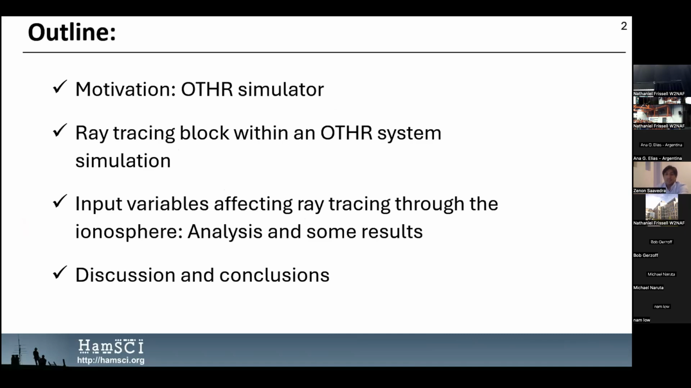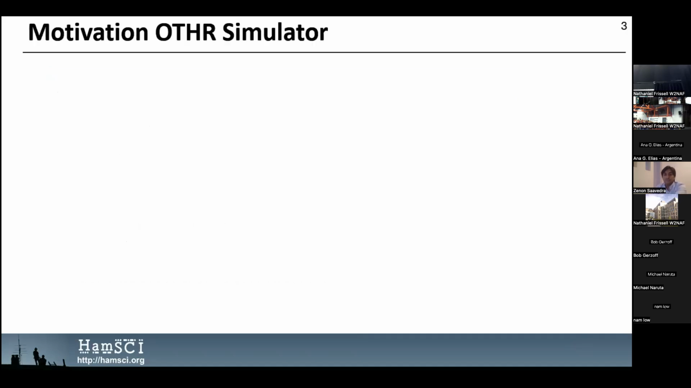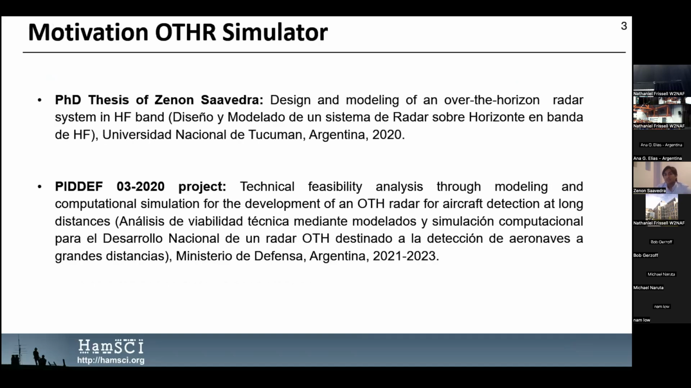Okay, this is the outline of my talk. I will begin with the motivation of this research, which is the development of the OTH radar simulator. The development of this kind of radar was the basis of my PhD thesis, done under the direction of Dr. Georgina Elias at our university, which was finished in 2020.